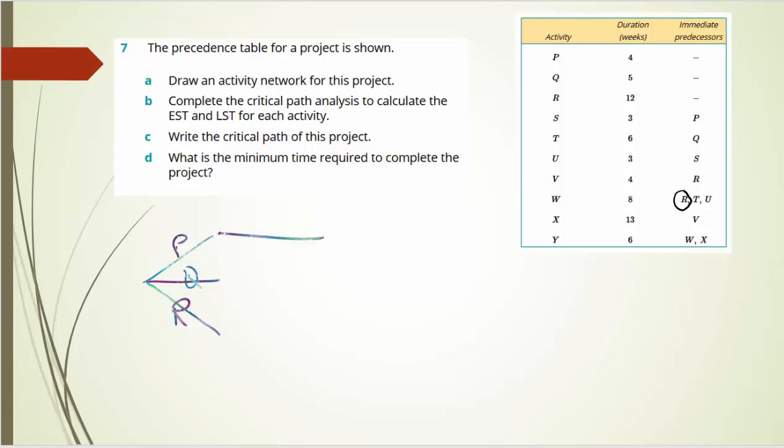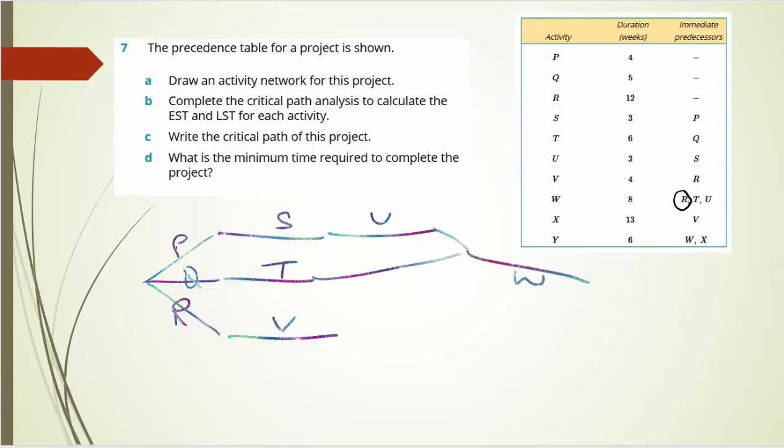S follows from P, T follows from Q, U follows from S, V follows from R, W follows from T and U, so we want W to come down like that and across there for W. We'll put in R later.